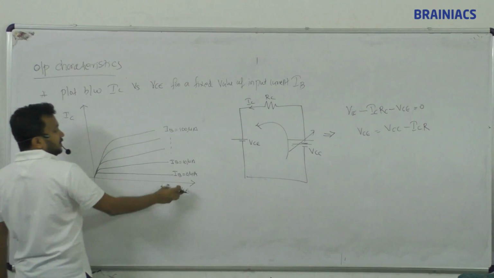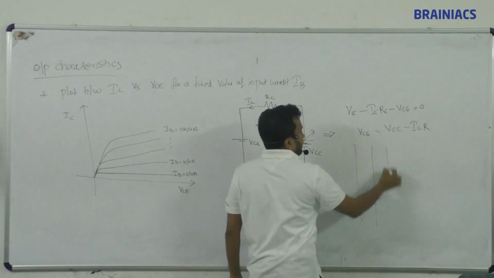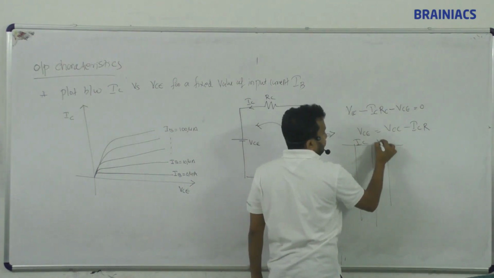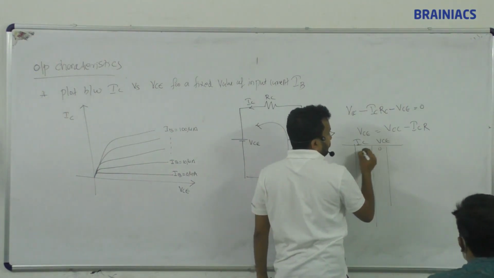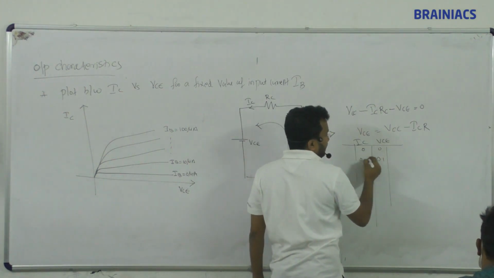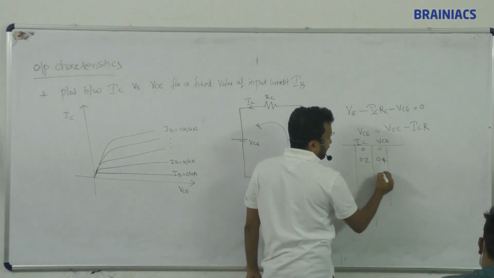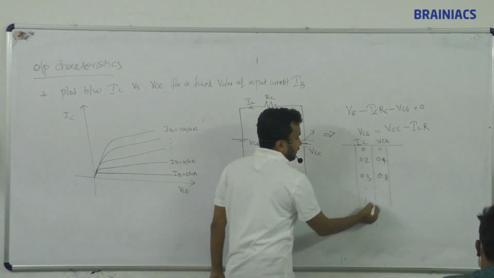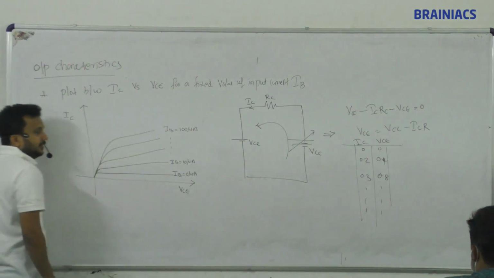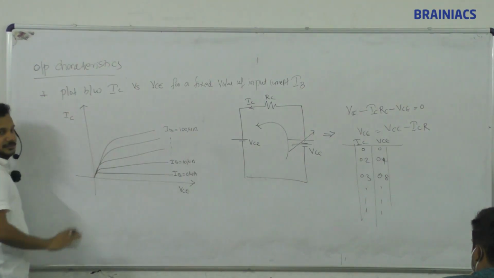Whenever you change VCE, we will create a tabular column. There we will mark two things. First one is IC for VCE. For 0 volt we will see what the value is, maybe 0, 0.1, 0.2, 0.3, like this, for a fixed value of IB. Once you plot the graph, we can see the graph looks like this.